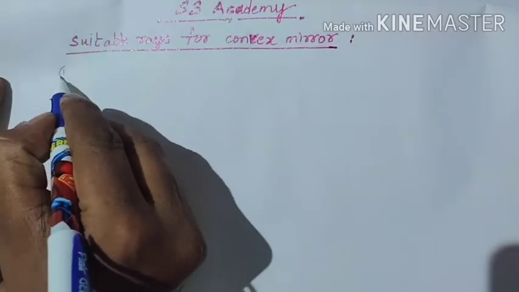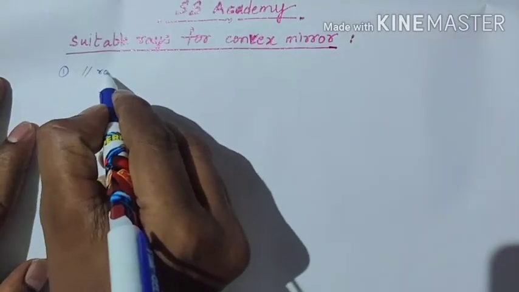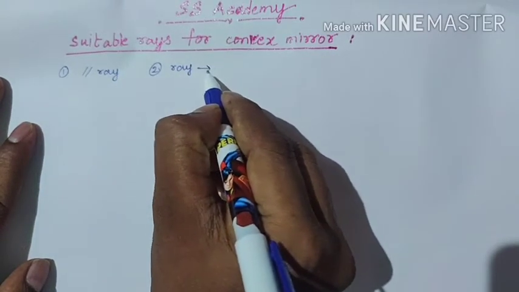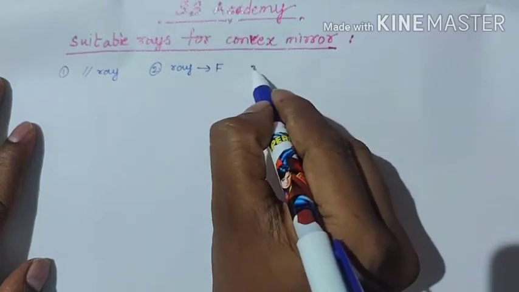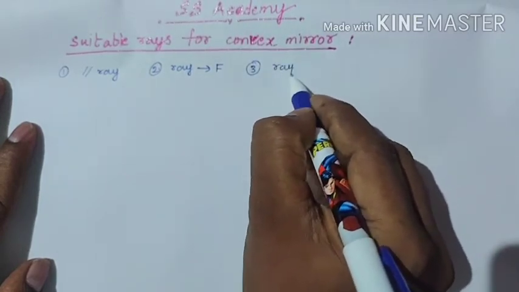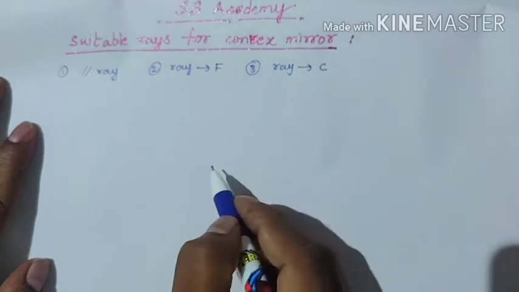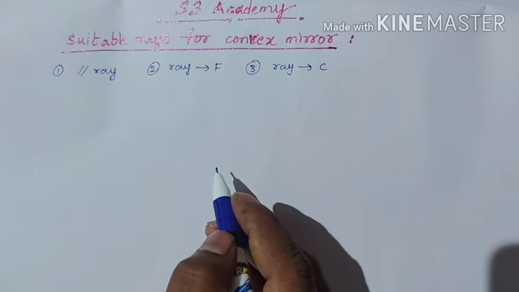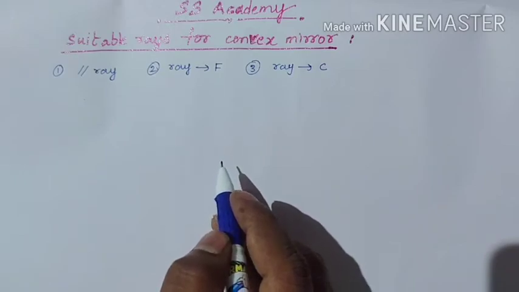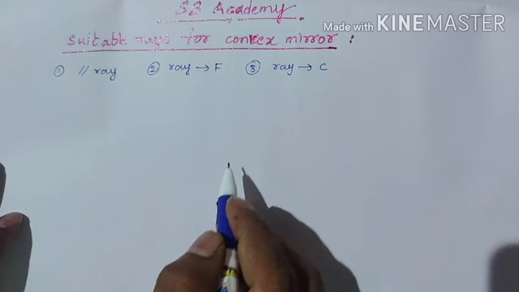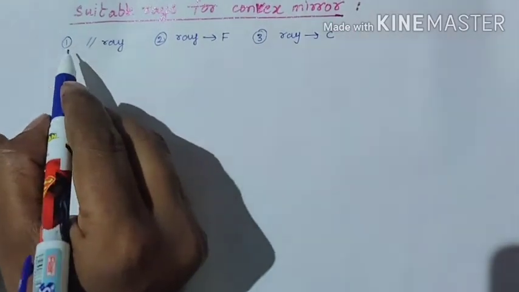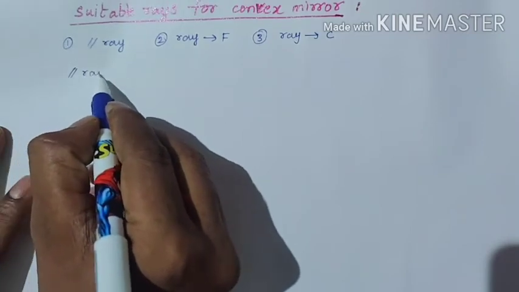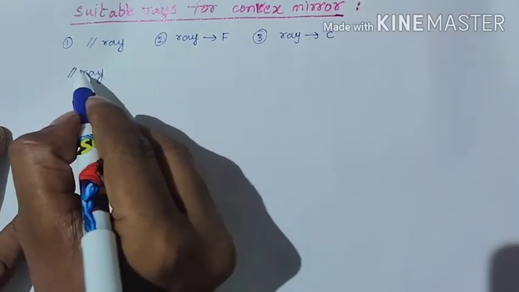Namely, the first one is the parallel ray, the second one is the ray traveling in the direction of focal point, and the third one is the ray traveling in the direction of center of curvature. These three rays are also known as appropriate rays, or suitable rays, for convex mirror. So let us go for the first one, parallel ray.